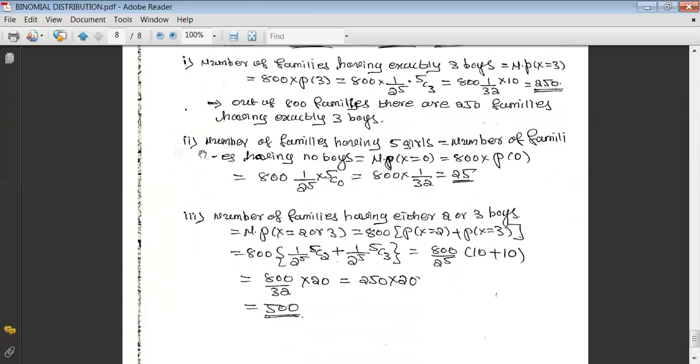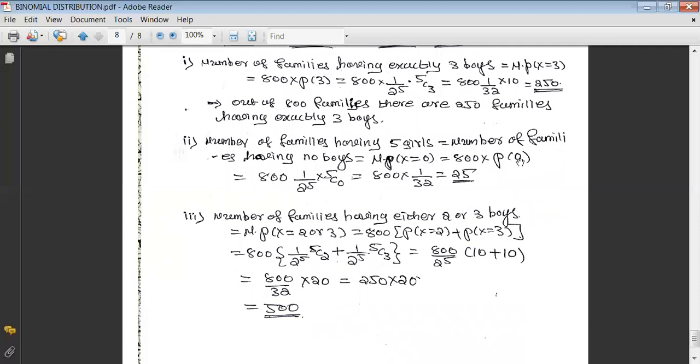And the second calculation says number of families having 5 girls. Having 5 girls means number of families having no boys. Again, we want a frequency that will be given by N into p of x. In this case, p of x is the probability of having no boy. That means probability of x equals 0.